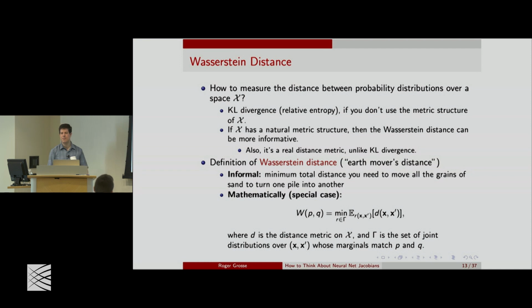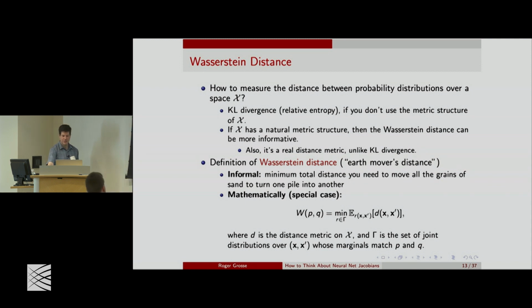So you have all the usual properties of distances. It's useful for intuition for people who haven't seen this before to think of a pair of delta functions at two different points, where the KL divergence between them is infinite. But in the Wasserstein distance, the distance is just the distance in the underlying space. Yeah, that's a really good example.